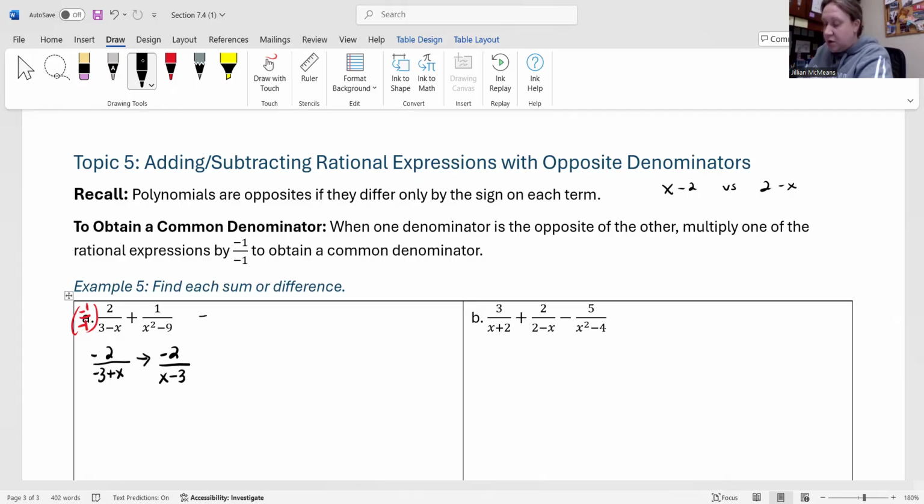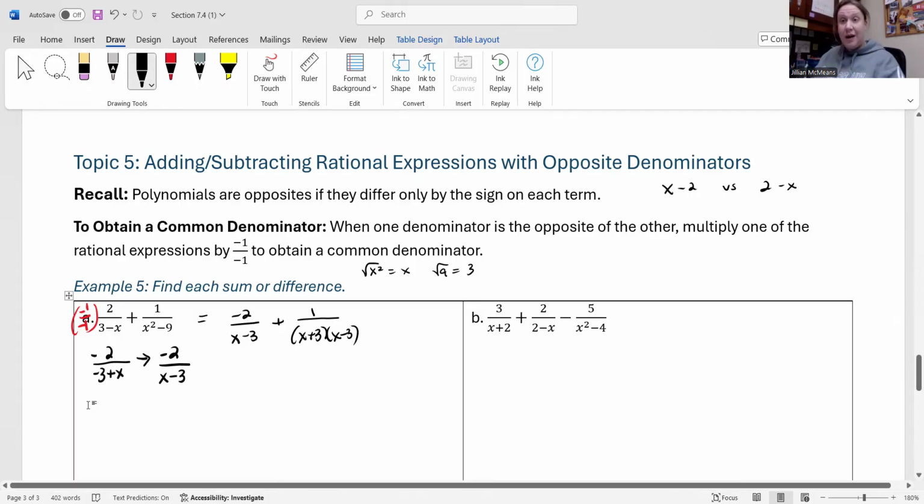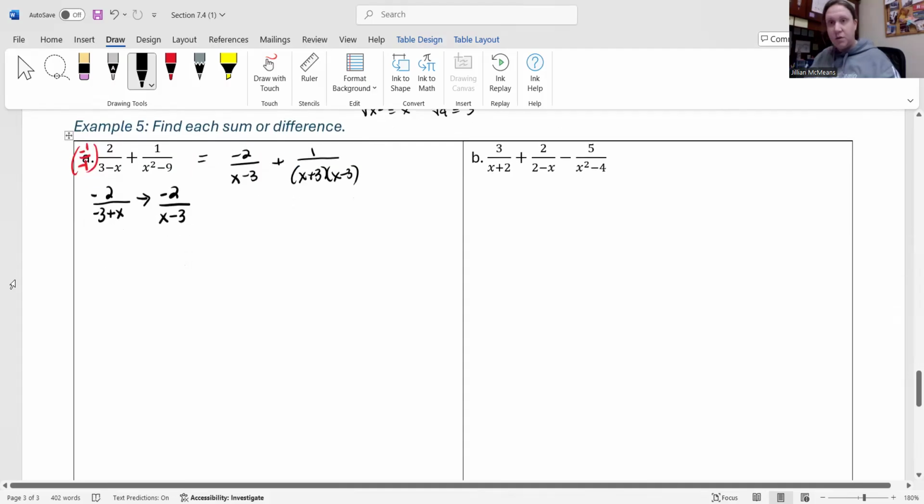So for this expression, we're going to rewrite it as -2 over x minus 3 plus 1 over, well, x squared minus 9 is the difference of squares. So that's where we take the square root of each of those terms. The square root of x squared is x, the square root of 9 is 3. We add the square roots, we subtract the square roots. So now we can go ahead and work on finding the LCD. For this one, the LCD is fairly obvious, but if you don't see it, that's okay.